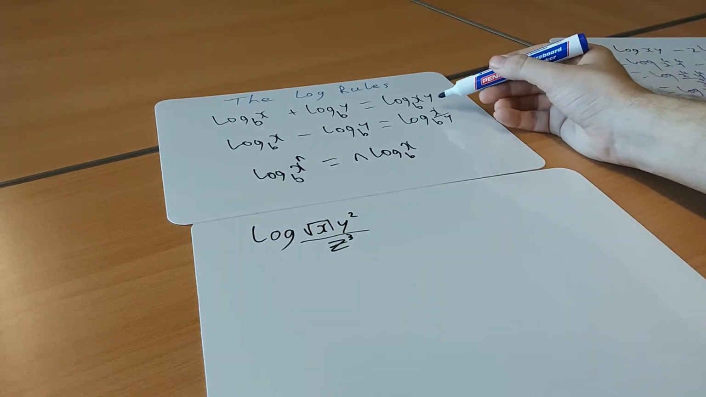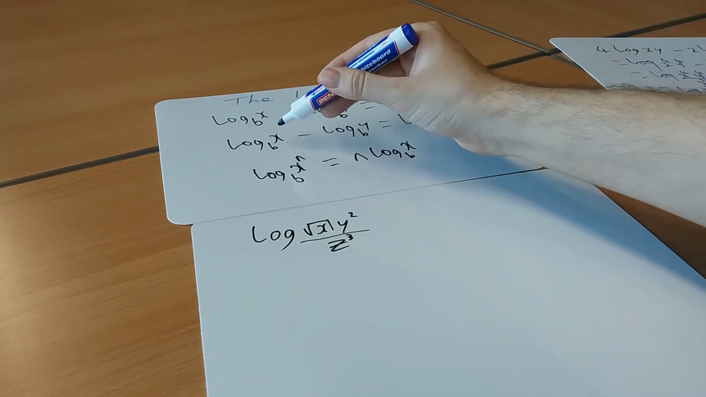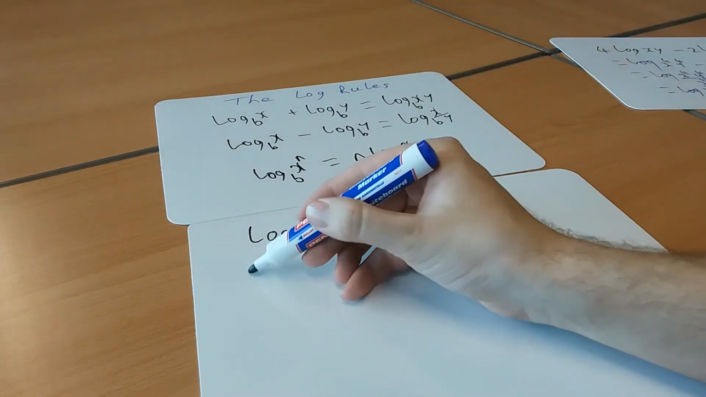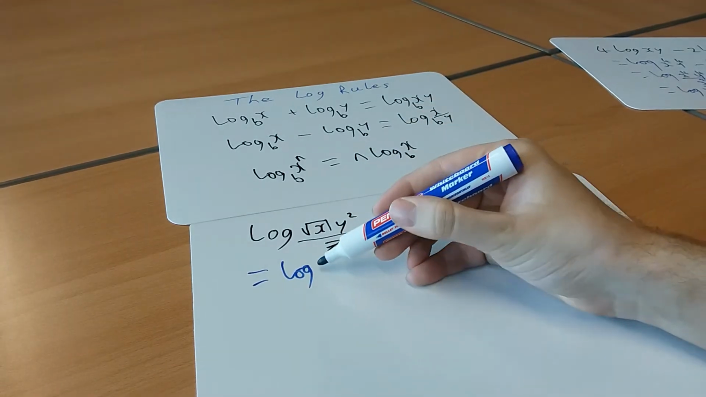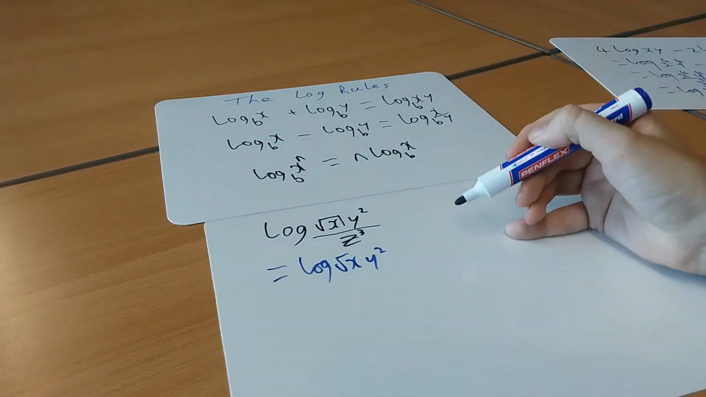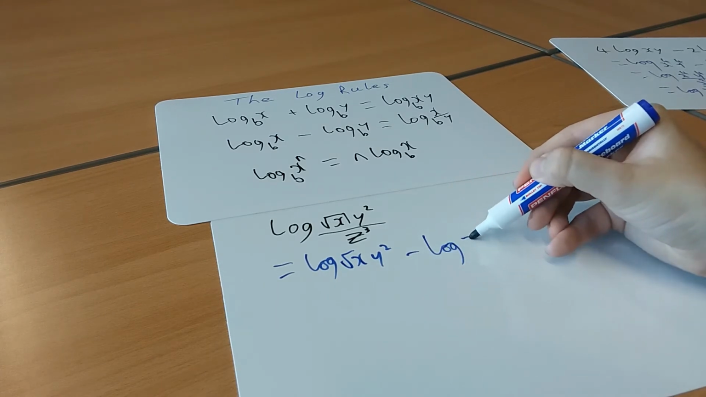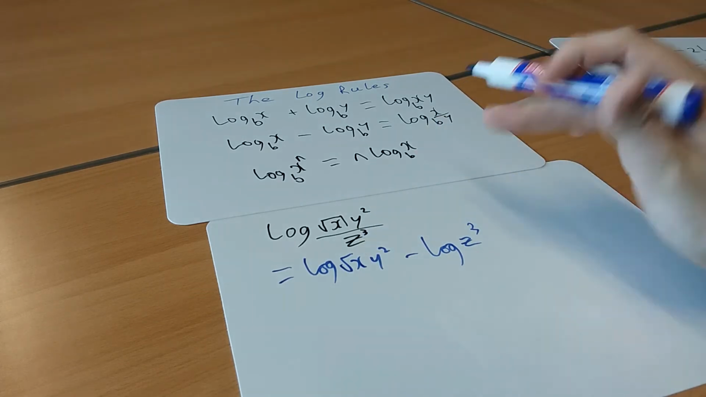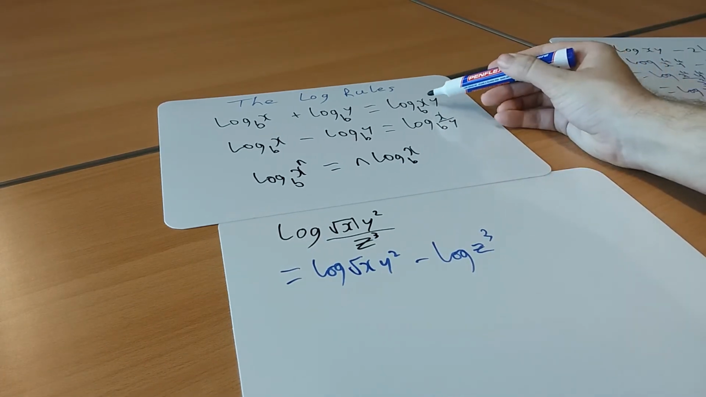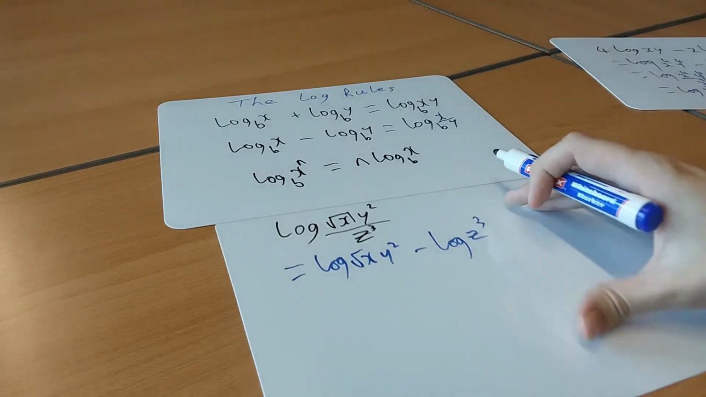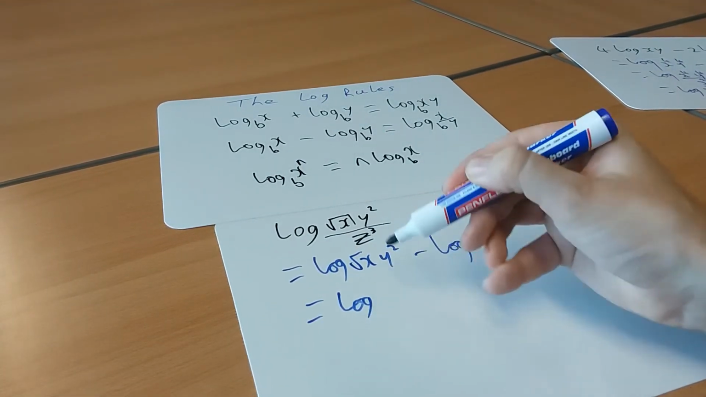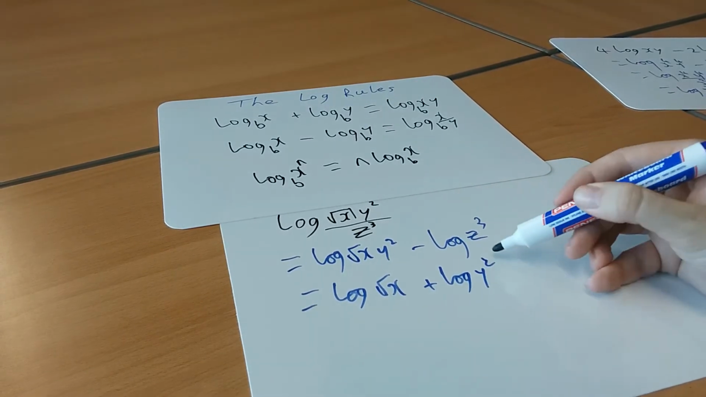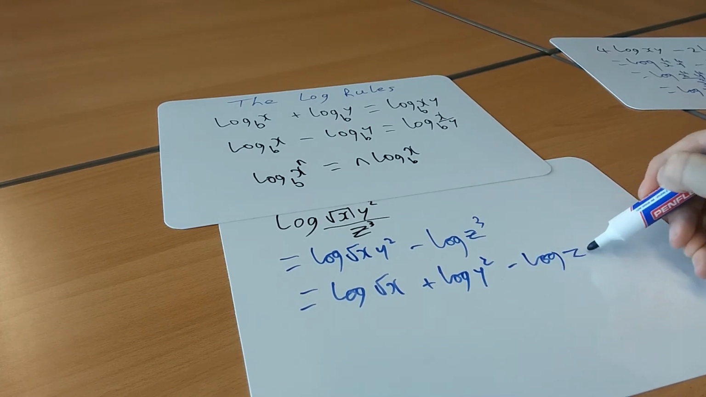I've got a division here. If I use the second rule, that's the same as writing log of whatever is on the top of the fraction minus whatever is on the bottom of the fraction, log root. So this is log of root x y squared minus log z cubed. Right, next we've got log of two things multiplied together. If I use the first rule, that's the same as adding those two logs. So we get log of root x plus log of y squared minus log of z cubed.